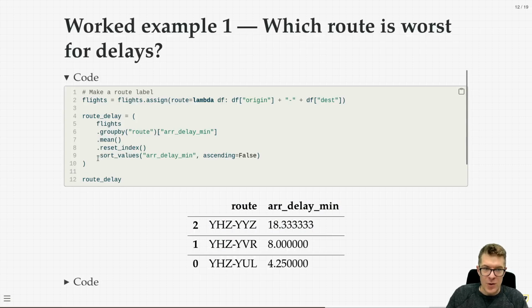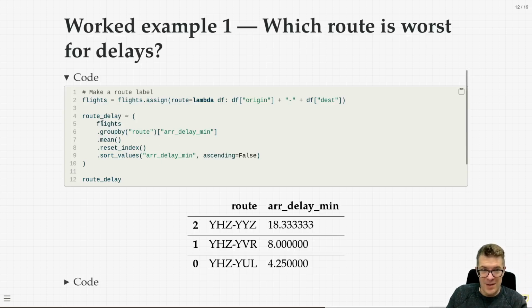And then I want to sort the values according to the arrival delay in minutes, and I want descending, so ascending is false. So that's descending: start with the big delays, and then sort in descending order. The biggest delays, the next biggest delays, and so on.